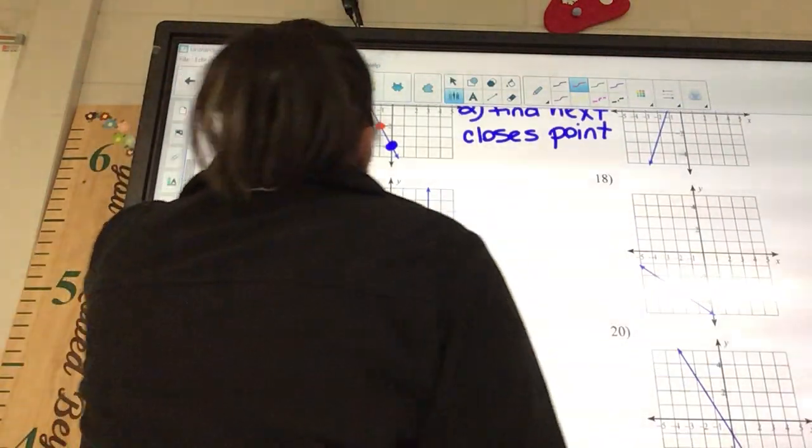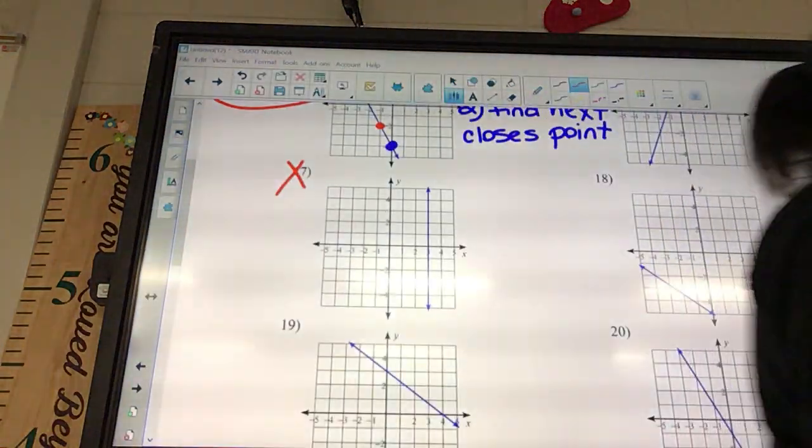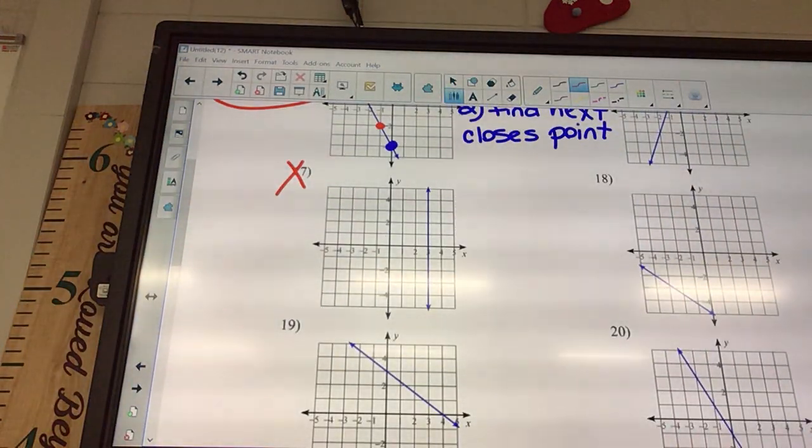Cross off 17. You don't have to do it. Okay, don't cross me off a little, like cross it off big, because then if my intern grades it or something, then I must forget.